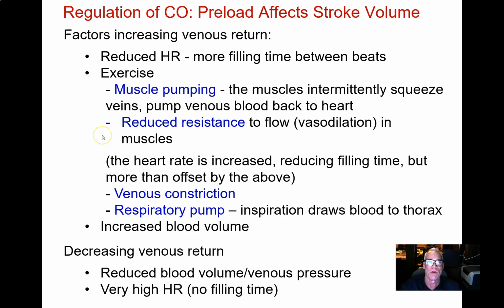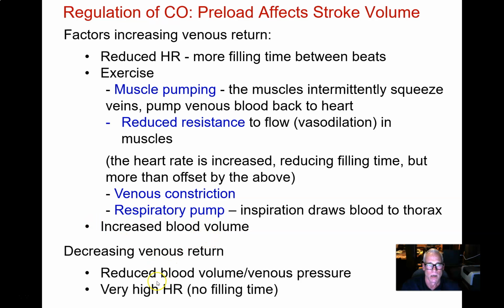Conversely, if you increase blood volume, you exercise, you have a lot of aldosterone and ADH coming out, and you're actually going to raise the blood volume, and it will stay elevated all the time that you're in an exercise program. And so that will increase venous return. So it could have been put right, oh, it is here, increased blood volume.